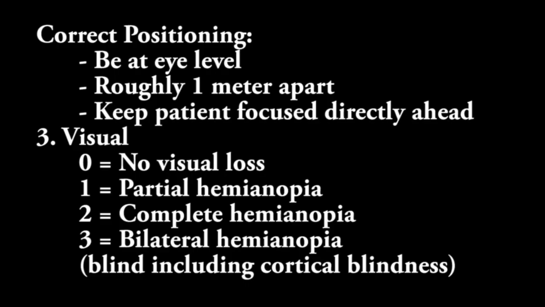So correct positioning for assessment of the visual fields is to be at eye level and roughly 1 meter apart, but it's important to keep the patient directly focused straight ahead. Lastly, a score of 3 will be given for a patient with a bilateral hemianopia or complete blindness, which may be from cortical blindness. If a patient has pre-existing blindness, they will still score 3 on the NIH, because you should always score what you see, but this would be annotated in the notes to explain that it is pre-existing.